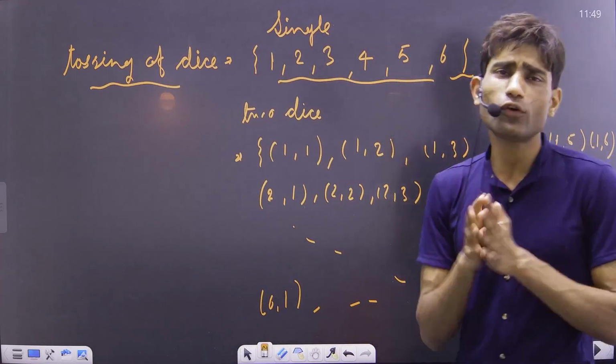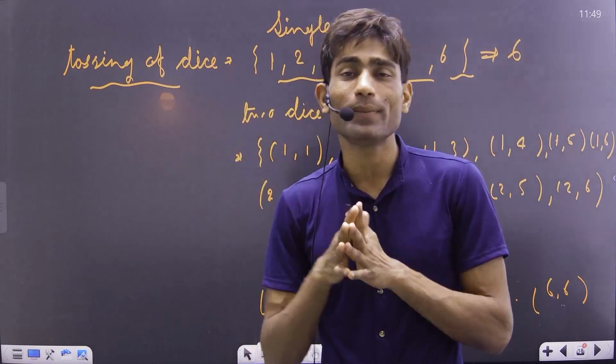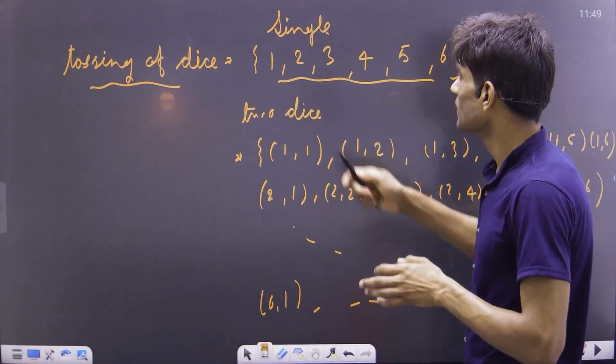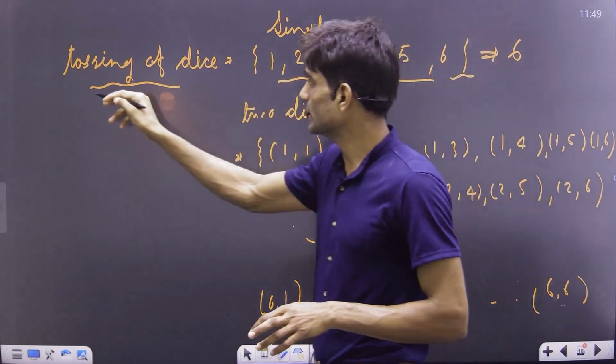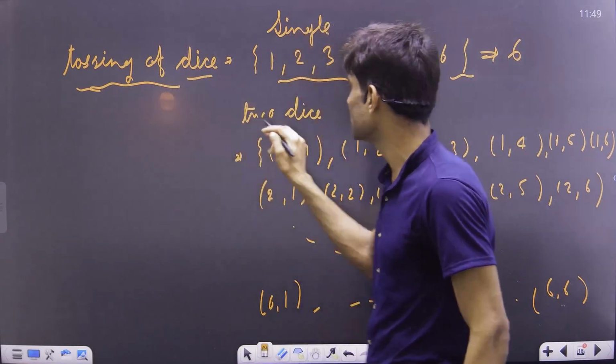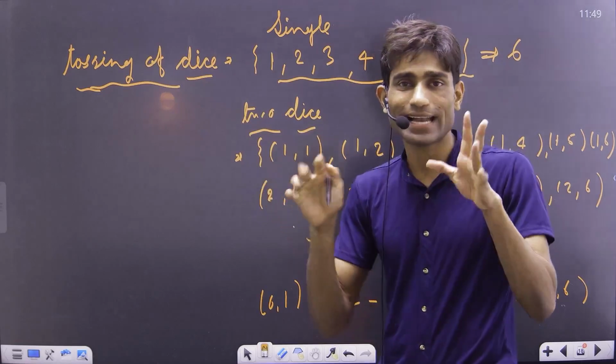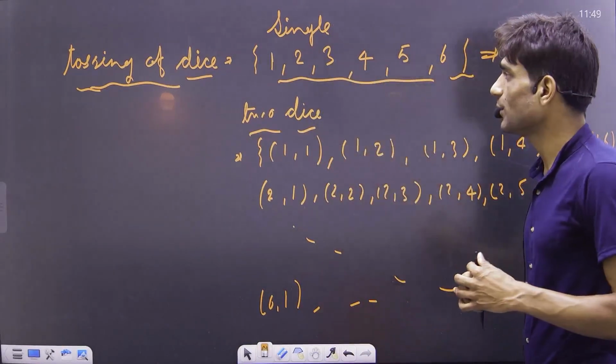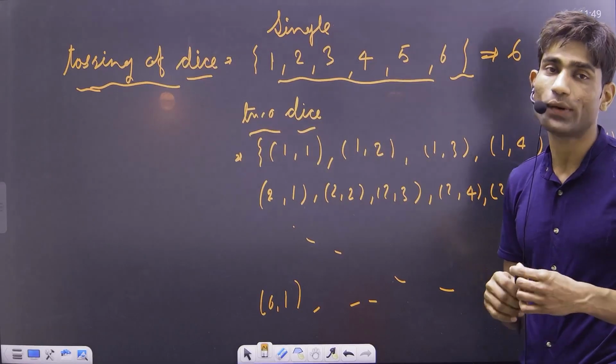We don't have to go for 3 dice because it will be a little bit lengthy. I hope you have understood the tossing of a single die and the tossing of two dice at a time. These are the possible outcomes when we toss one or two dice.